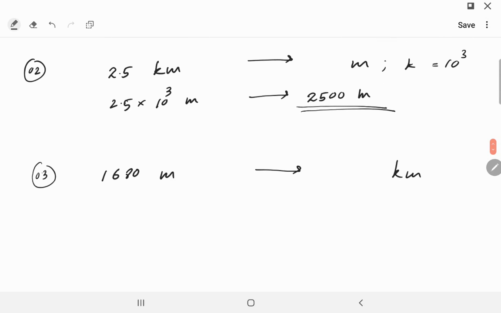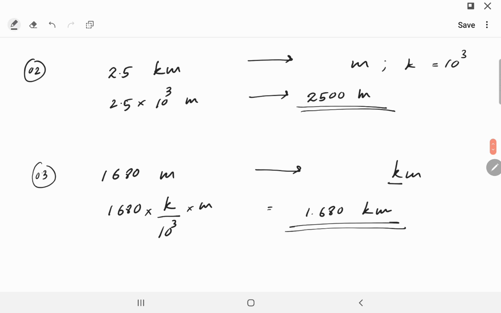And once again, in here you want to convert meters into kilometers, so what you do is add kilo into this calculation. If you want to add kilo as a prefix, use this conversion factor, kilo on top, 10 to the power 3 at the bottom, because you are adding kilo to the final answer. So it will be 1.680 kilometers. All right, let's do one more simple calculation.